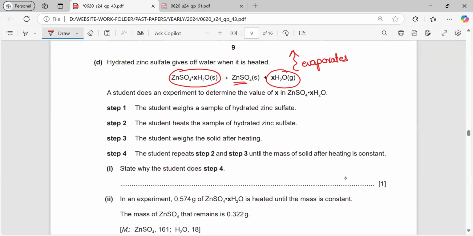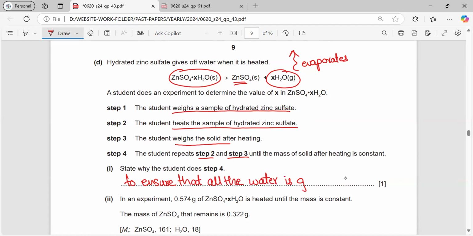The student does these steps to find out how much water has been lost. The student weighs the sample of crystals, then heats the sample. Then after heating, the student again weighs the solid. The student repeats steps 2 and 3 until the mass of the solid is constant, to make sure that all the water has been evaporated. So why does the student do step 4? To ensure that all the water is given out.